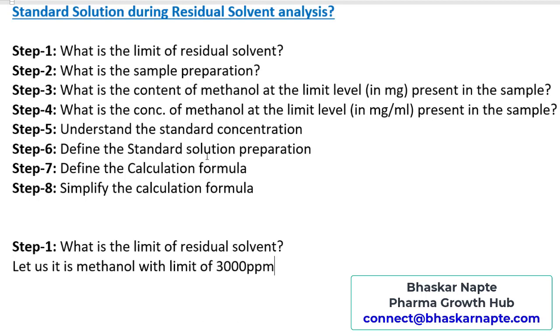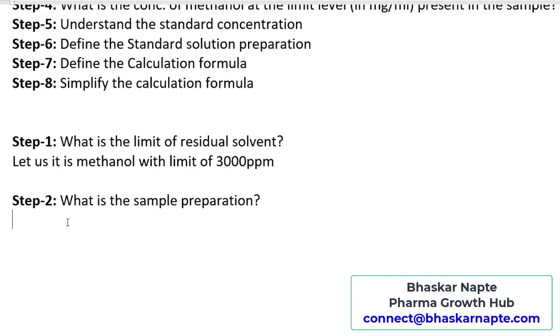The next important point is step number 2, and that is what is the sample preparation process. I'm just going to paste step number 2 over here. How will the sample be prepared? Let us say the sample preparation process is to dilute 200 milligram of sample to 50 ml, right? So this is our sample preparation procedure. We completed step number 1 and step number 2.